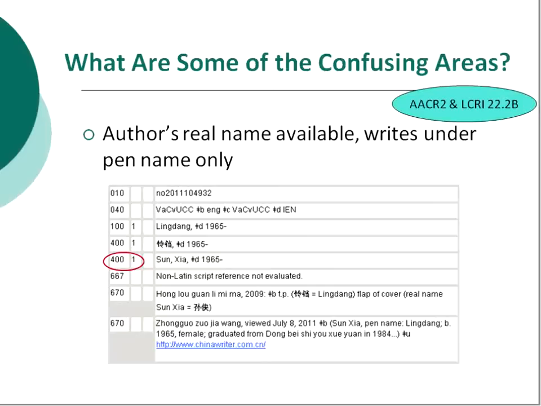In this case, we create only one authority record for the author's pen name, and then provide the author's real name in the 400 cross-reference. So this is an area where I often see catalogers might be confused. So pay attention to this area if you ever work with authors that write under pen names.